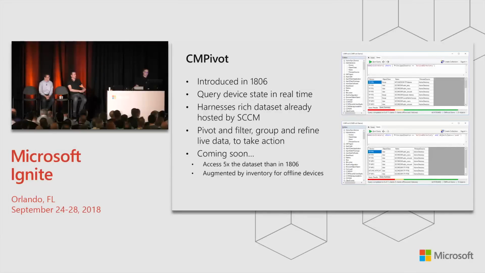So we've also built on top of that, and a few months ago we released the CM Pivot feature in our 1806 release. This goes back to the admins wanting to be able to use current data to make decisions and to take actions. There's a whole treasure trove of configuration and management data in the database. But what we want to do is build it on top of the fast framework so that you could query the device state in real time, bring that in, and be able to ask business questions and take action.